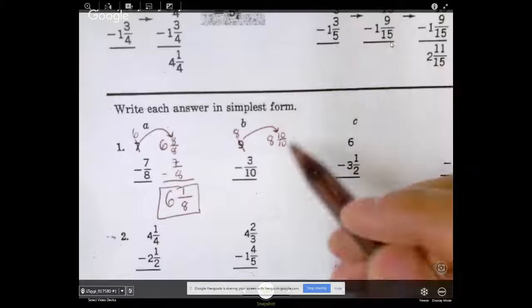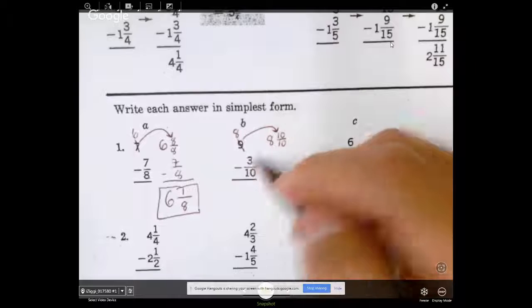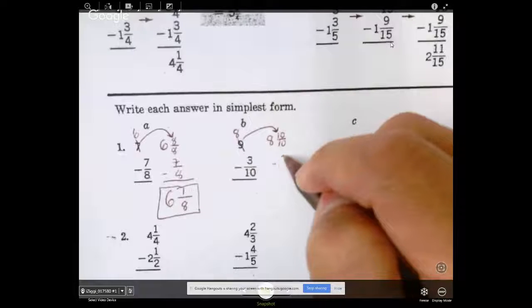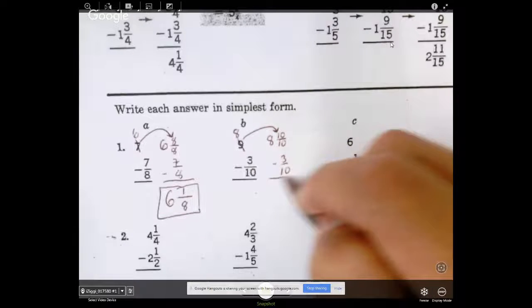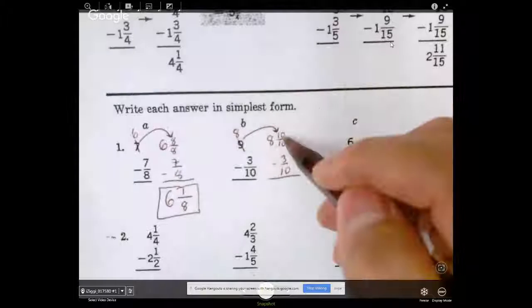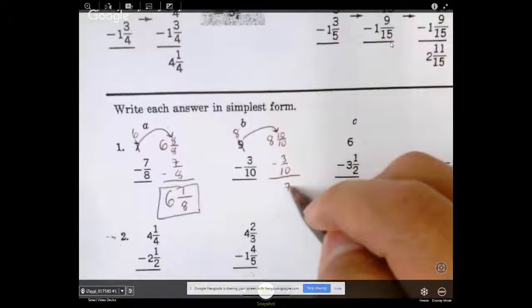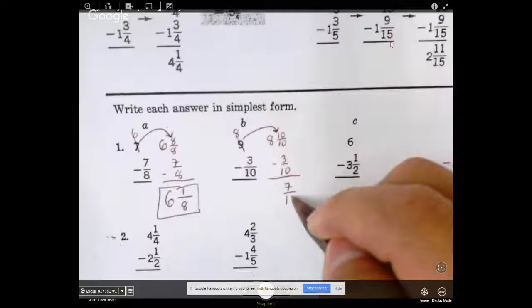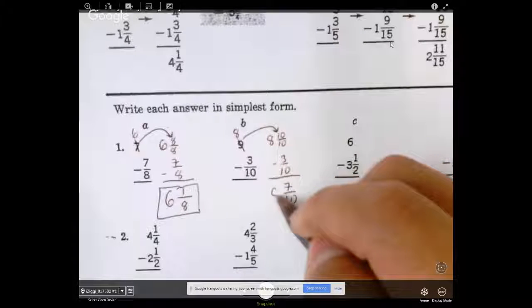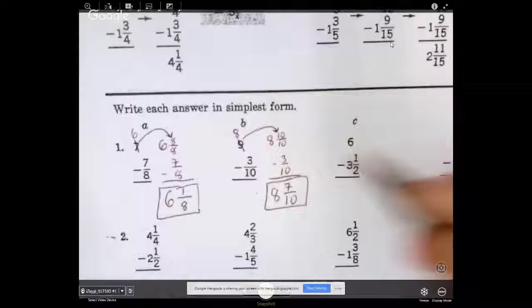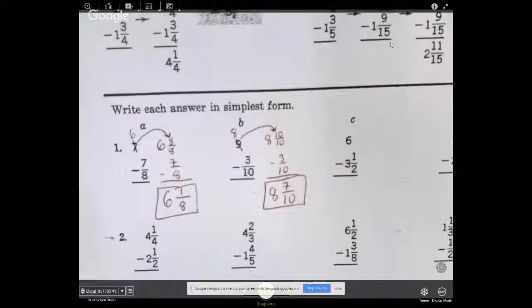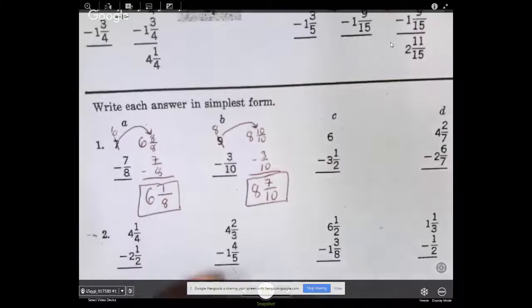But now I have a fraction to subtract that 3/10 with. So 10 minus 3 is 7. And the denominator stays 10. And I'm just going to bring down the 8. 8 and 7 tenths. One more of these.